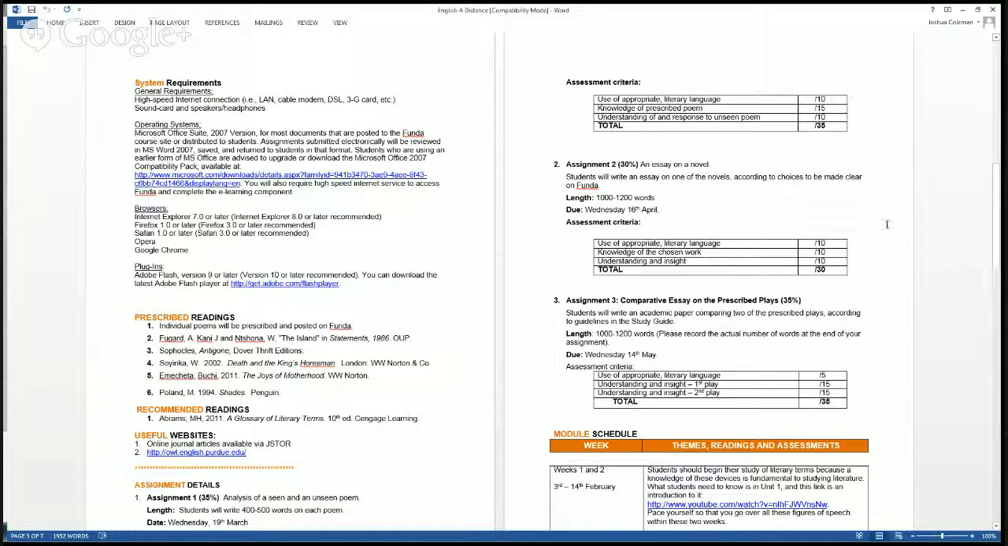And this is how it will be assessed. 10 marks each, again, for literary language. So you're constantly needing to show that you have studied Unit 1. The second 10 marks are for your knowledge of the novel you have chosen, either Joys of Motherhood or Shades. And finally, your understanding and insight.